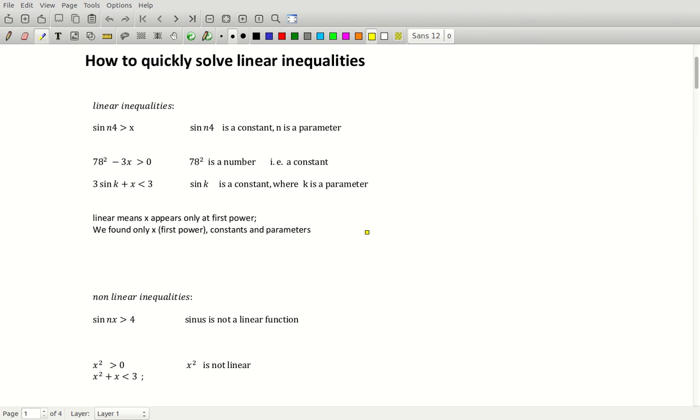In this short video I will show you how to quickly solve linear inequalities. Now I will show you what linear inequalities are. We mean that x appears only at first power. Here it's first power, here first power, here first power. We find x only with constants and parameters. This is a parameter, this is a constant, another parameter.